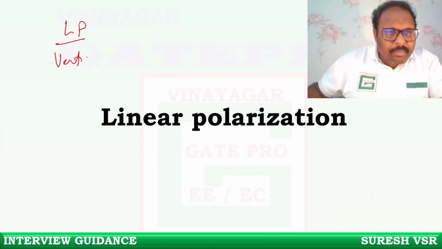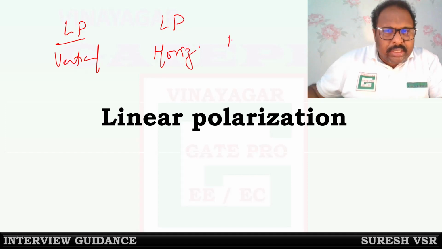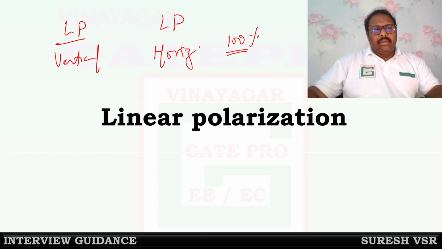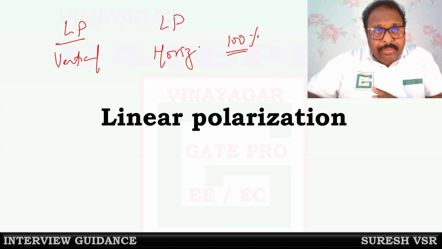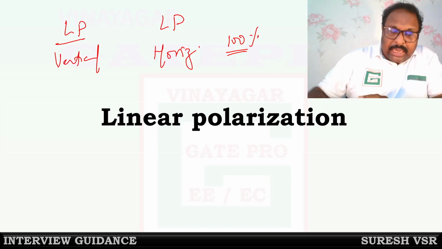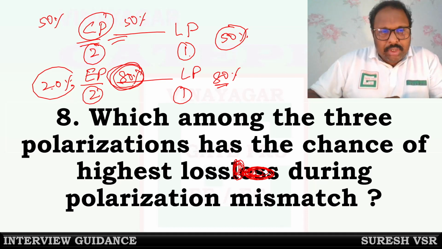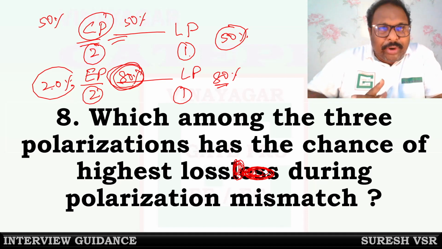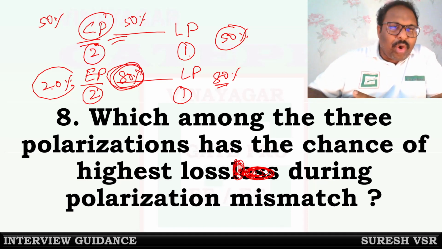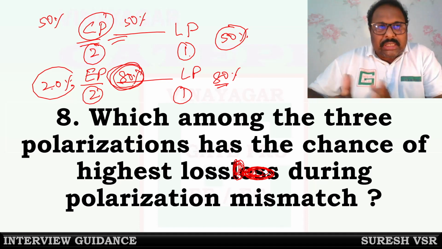But if you have a linearly polarized wave and it is vertical, and your receiving antenna is linearly polarized and it is horizontal, then there is a chance of losing even 100%. So this is what I am trying to express. Whenever you have antennas which are oriented exactly opposite with vertical and horizontal, linear polarization has a chance of maximum mismatch. That's why we use circular and elliptical polarizations. So which among the three polarizations has the chance of highest loss? Obviously it is linear polarization. Least always comes with circular polarized or elliptical, because it can be elliptical also, depending on aspect ratio.